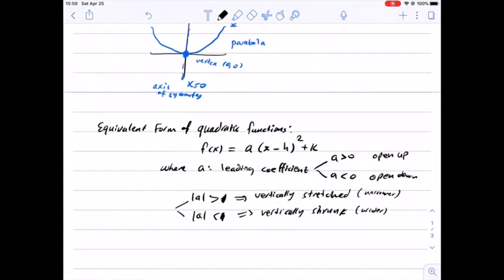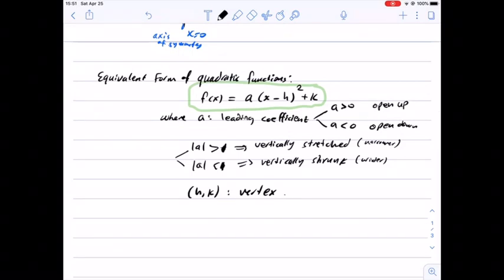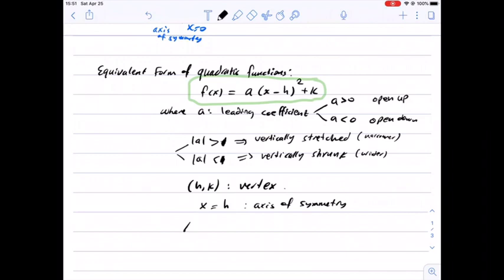Now, what are h and k? The ordered pair (h, k) is called the vertex. So if we convert a function to this form, it becomes very easy to find the vertex. And the axis of symmetry is x equals h. For k, we have two cases. If k is greater than 0, then we have a vertical shift by k units up. And if k is less than 0, then we have a vertical shift by k units down.